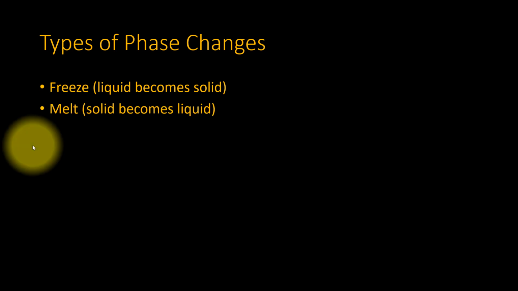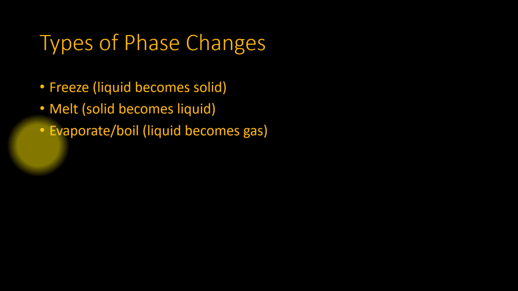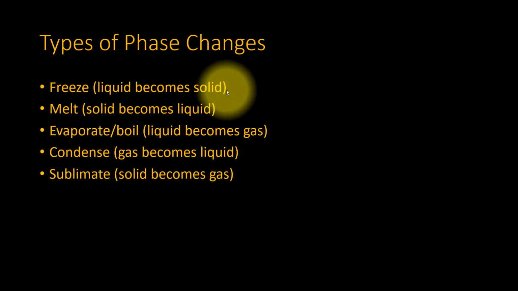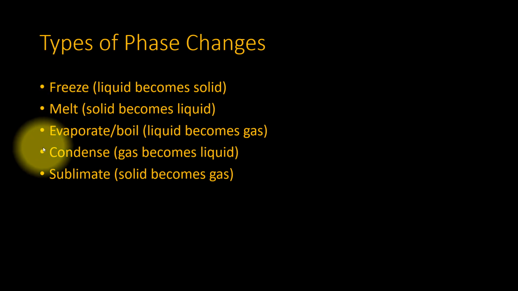We have freezing, melting, evaporation or boiling, which are almost synonymous. We're not going to split hairs and talk about the differences between those two. We have condensation, and we have the least known type of phase change, which is going to be sublimation. We're not going to talk too much about sublimation. We're going to more or less stick with the main transitions that we have up here.